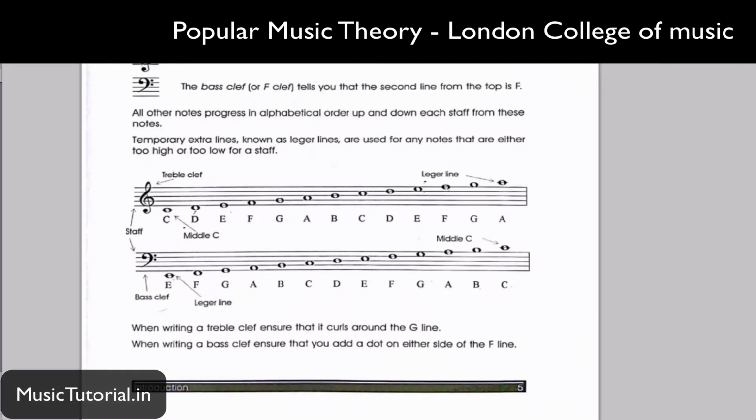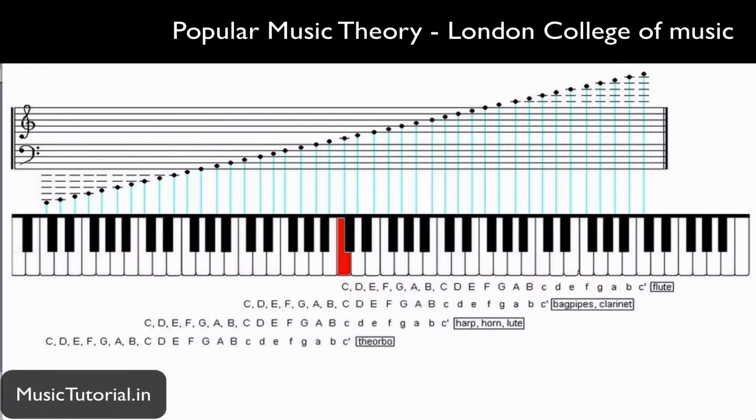Okay, the next thing that we're going to learn is called the musical alphabets. The musical alphabets are A, B, C, D, E, F, G. Now, why do we need musical alphabets? There are so many pitches in music, and without naming these pitches, it would be very hard to identify them. And that's why we give them a name, which are the musical alphabets, that is A, B, C, D, E, F, G.